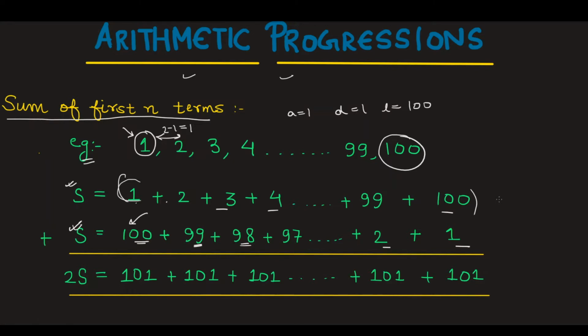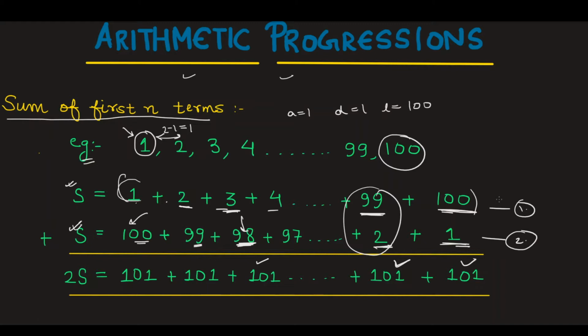So now we add these two, equation number 1 and equation number 2. If we add this 100 with this 1, we get 101. If we take this 99 and 2 and add them together, we will get 101. And if we choose this 3 and pair it with this 98, then we will get 101, and these two are paired together, then 101, and these two are paired together, then 101.